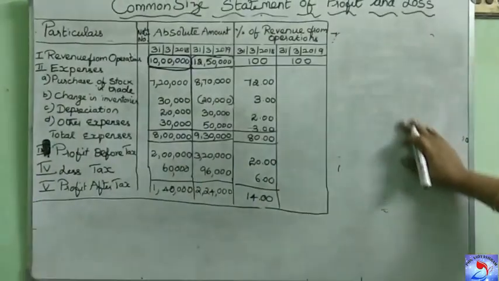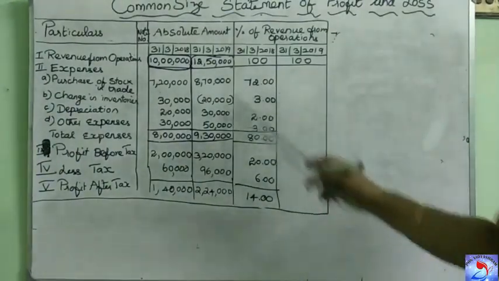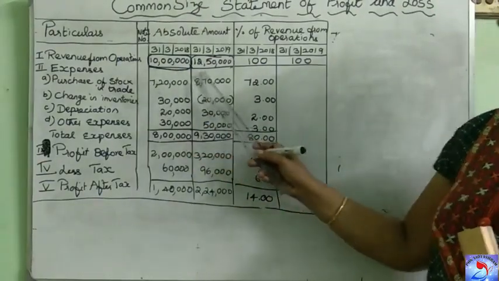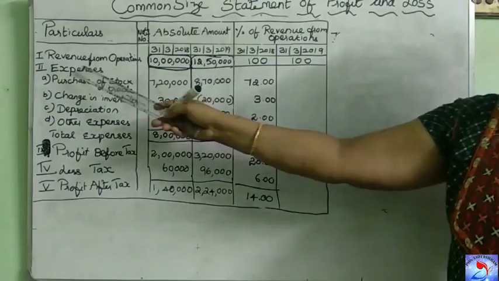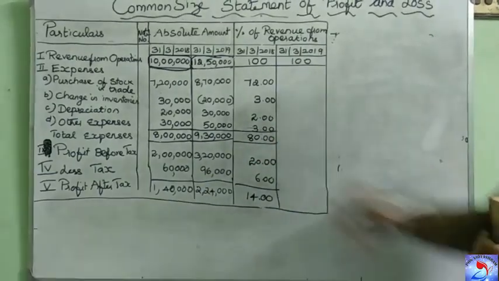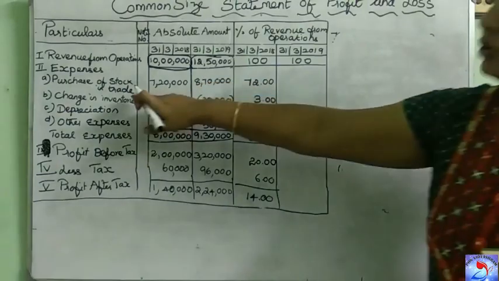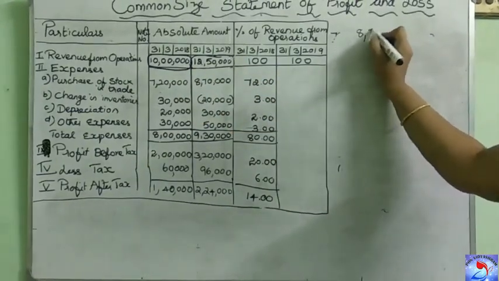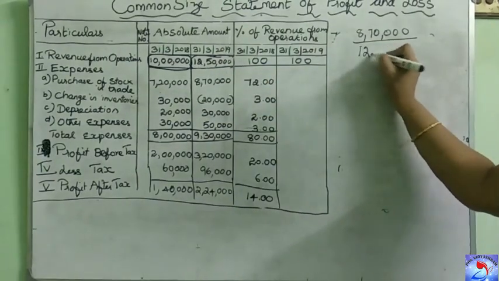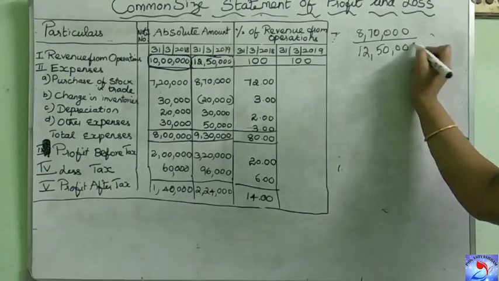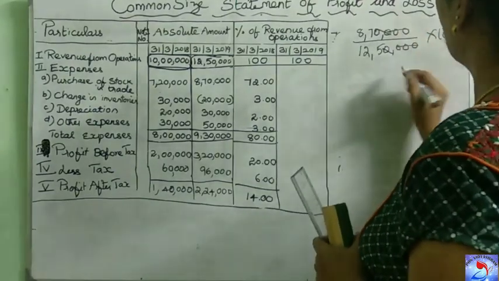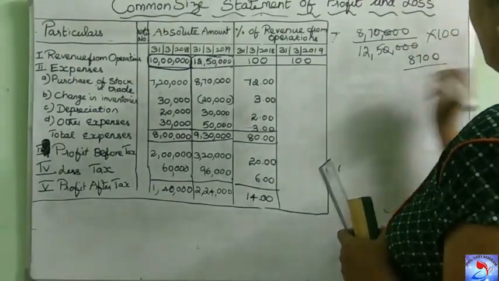So for 2019, what is the base amount which has to be taken? The base amount for 2019 is the revenue from operations of 2019. Here, purchase of stock in trade is 8,70,000. What is the base amount? It is 12,50,000 into 100. It is a tedious calculation only.